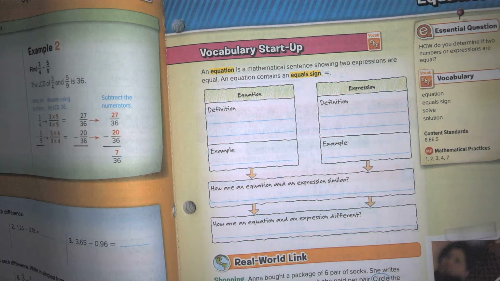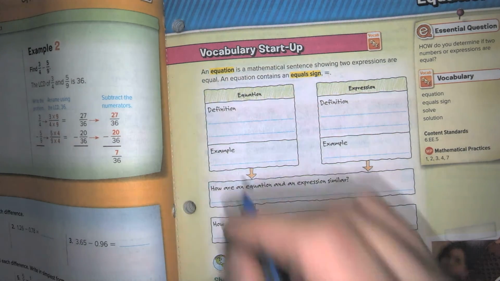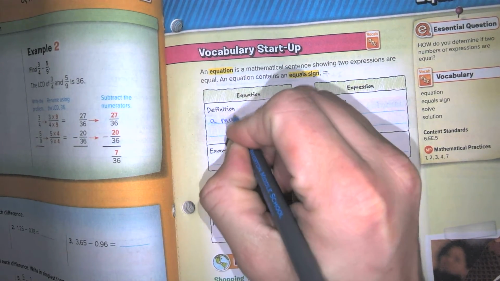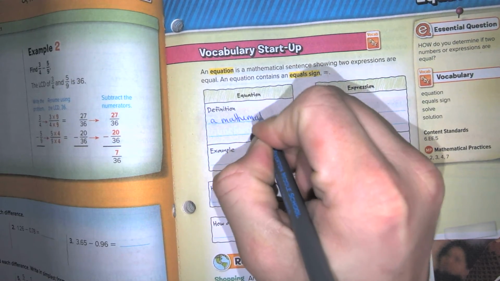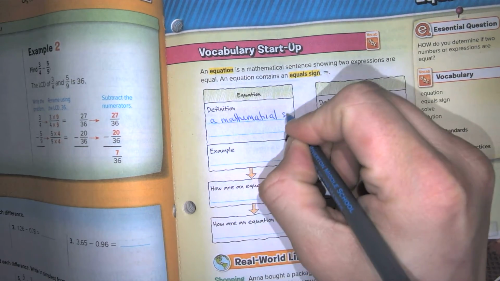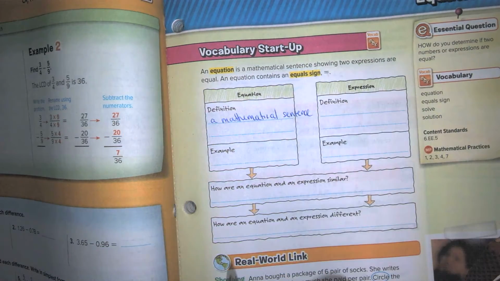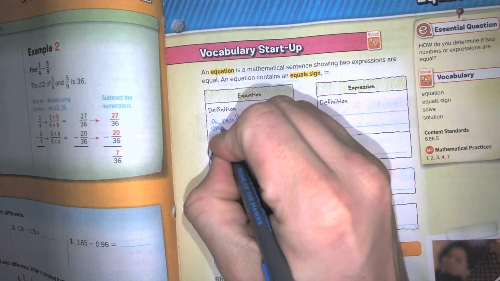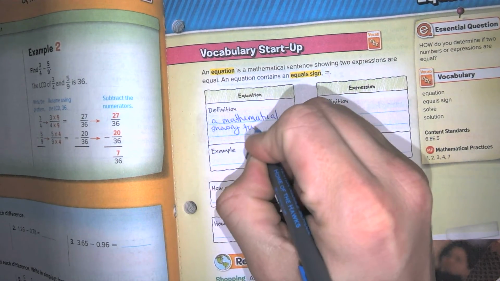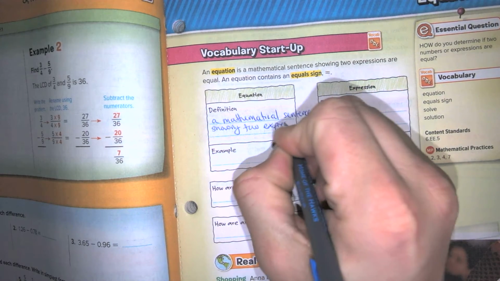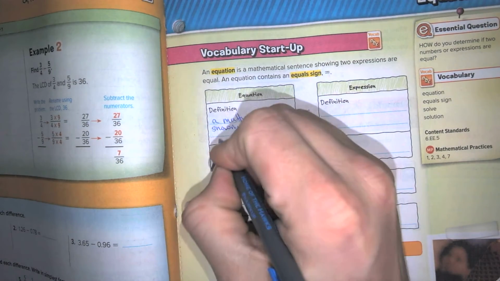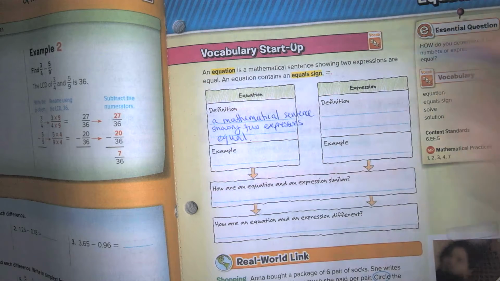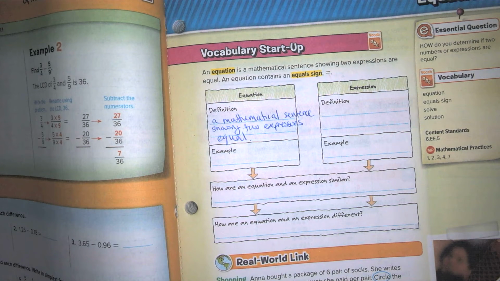An equation is a math problem, right? Guys, if you look, it's highlighted and literally in your book right in front of you. An equation is a mathematical sentence showing 2 expressions equal. It's highlighted right there. It's the first sentence in the book.